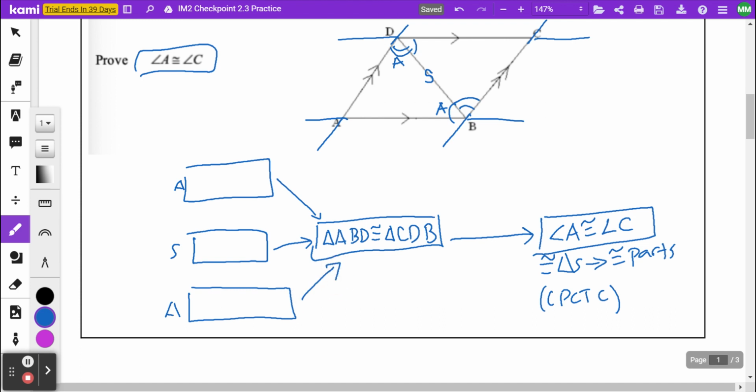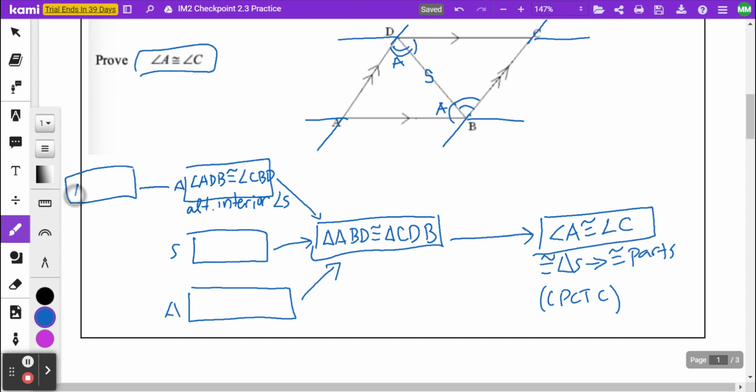Okay, let's start with angle ADB. Angle ADB is congruent to angle CBD, and that is by alternate interior angles, which I'll have to add another justification for, because anytime I use alternate interior angles, I'm depending on parallel lines. And I do have those parallel lines.